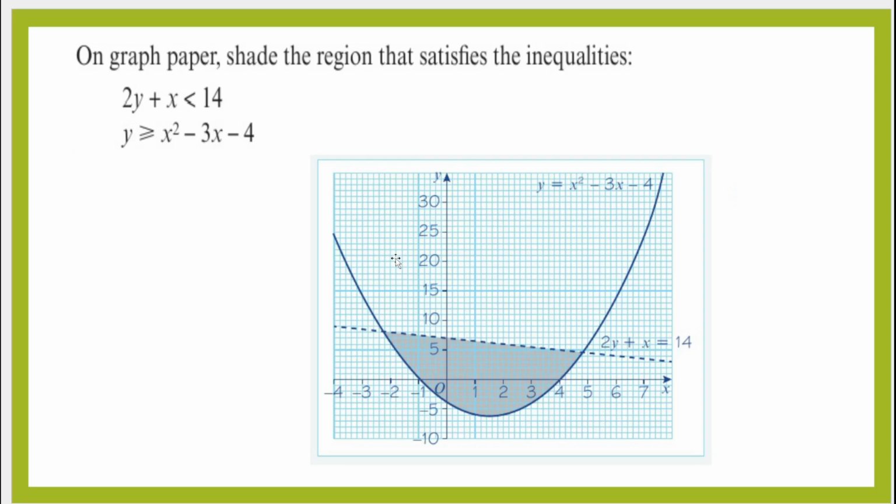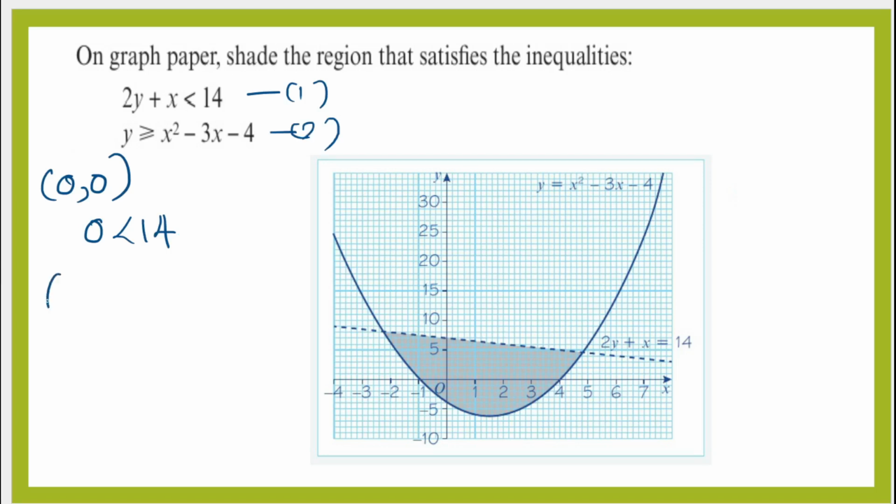First of all, sketch the graph of 2y plus x equal to 14. Here, the dotted line represents the graph of 2y plus x equal to 14. Now consider the point 0, 0 in the region below the graph of 2y plus x equal to 14. Now inequality 1 becomes 0 less than 14. Therefore, the region below the line 2y plus x equal to 14 represents the inequality 2y plus x less than 14.